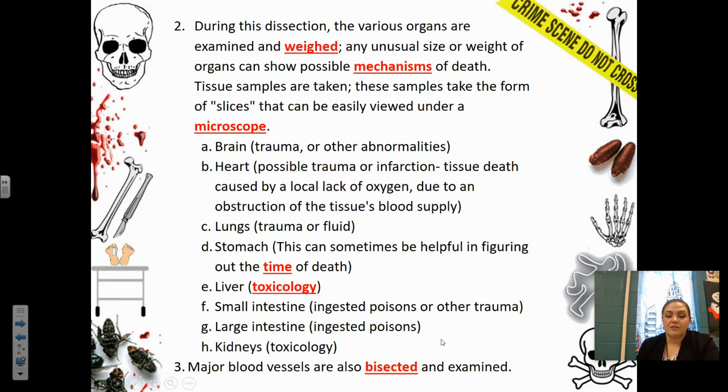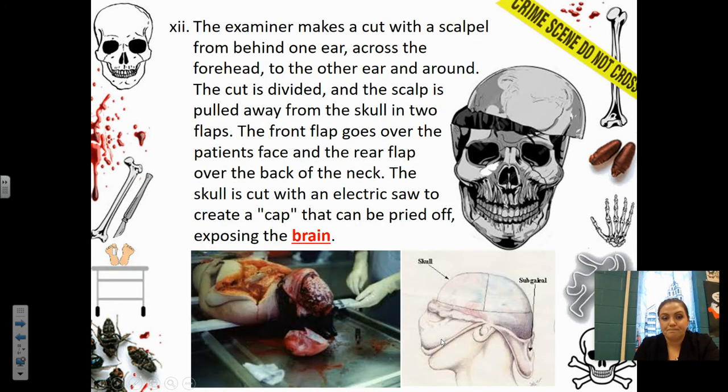They look in your stomach. This can sometimes be helpful in figuring out time of death. Remember, we can look at the stomach contents, or whether it's in your small intestine or your large intestine. Liver is a great place to look for toxins. Small intestine, ingested poisons or other trauma. Large intestine, ingested poisons. Kidneys are another place to look for toxicology things. Major blood vessels are also bisected and examined. So they look for anything that could have caused death in all these organs.